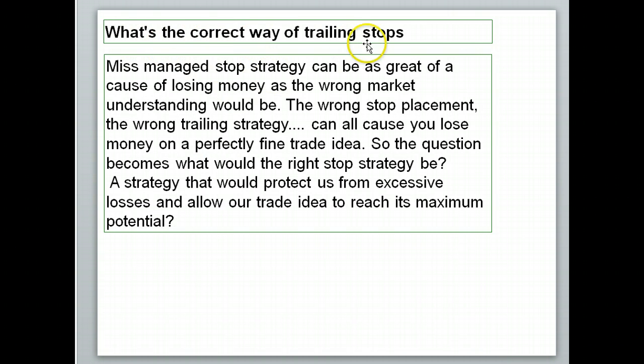So now, what's the correct way of trailing stops? Once again, a mismanaged stop strategy can be as great a cause of losing money as the wrong market understanding would be. The wrong stop placement, the wrong trailing strategy can all cause you to lose money on a perfectly fine trade idea. So the question becomes, what would the right stop strategy be? That should be a strategy that would protect us from excessive losses and at the same time allow our trade idea to reach its maximum potential.